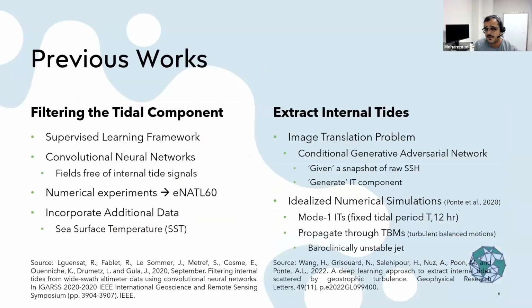So many different approaches have been adopted to address this problem. Two of the more common ML-based ones are as follows. In the first study, they try to filter out the tidal components. They use a ResNet architecture and test their model on the eNATL60 simulation. They also try to incorporate different independent variables like temperature. In another study, the authors used conditional GANs to extract internal tides. In this study, given the sea surface heights as inputs, the model was mission to generate the IT components as a result.